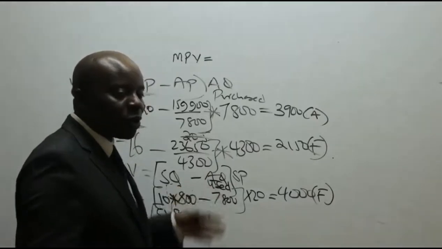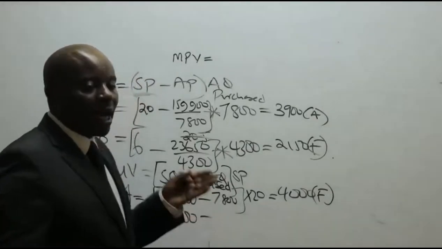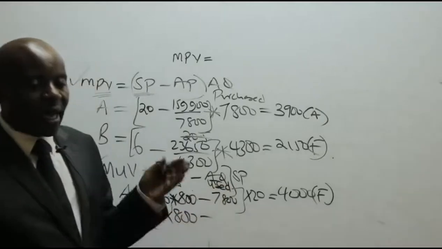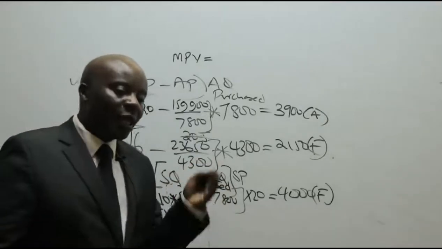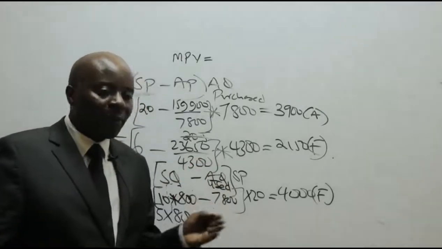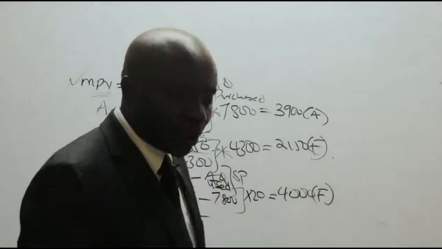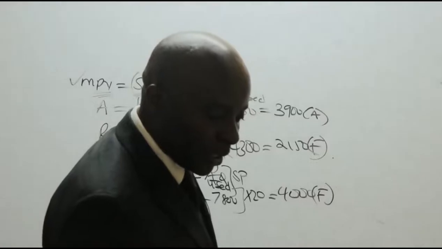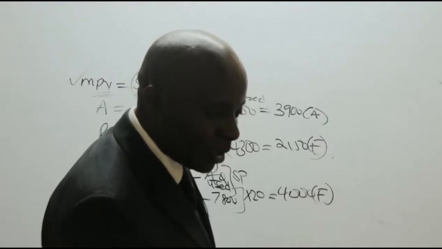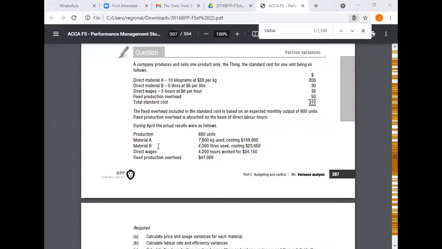Please throw your eyes to the actual information of B, and be able to pick for me the actual quantity of B that was used. Is there anybody who is able to see the actual quantity of B that was used? The actual results of B used is 4,300.